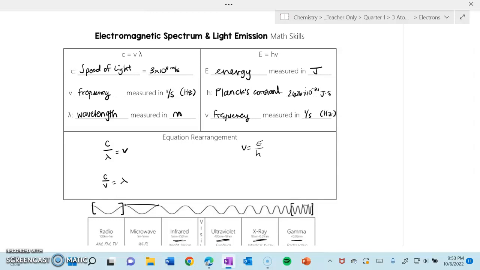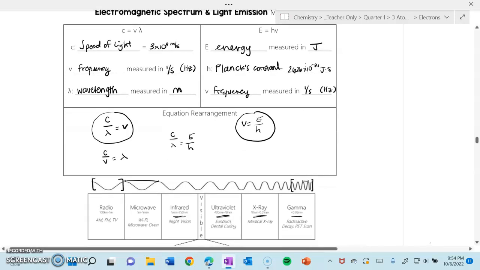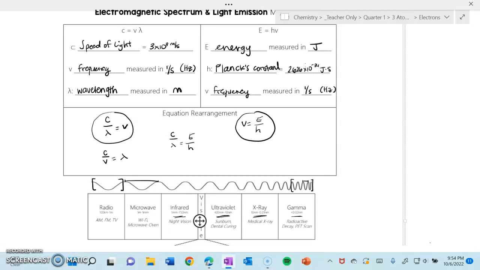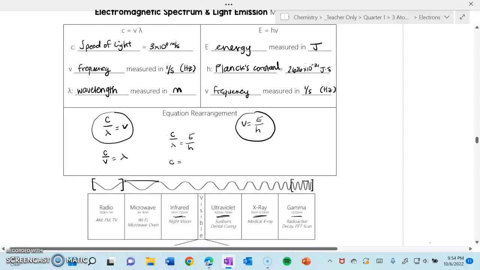Now, you'll notice this equation and this equation are both solved for v. So if we put them equal to each other, now we have a relationship between the two. And then you can solve for any variable. Specifically for us, we're going to solve for wavelength. I'm going to get it out of the denominator, multiply it to the top. So we have it solved for the speed of light.